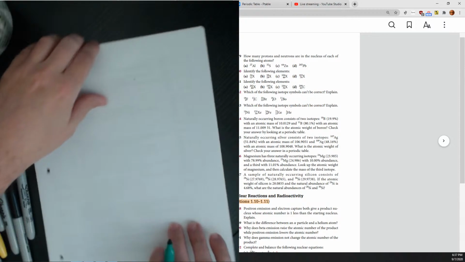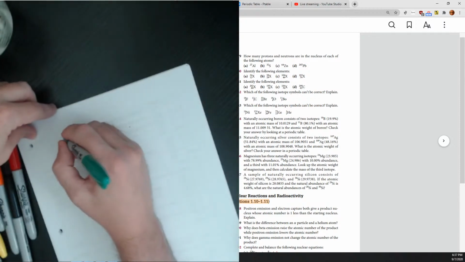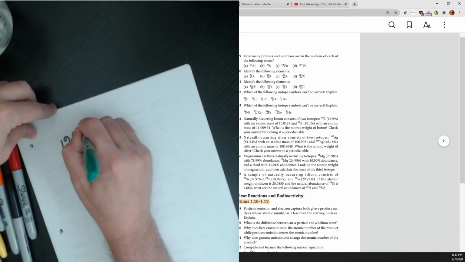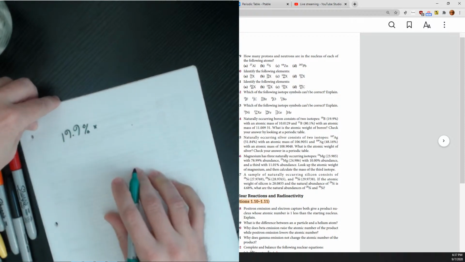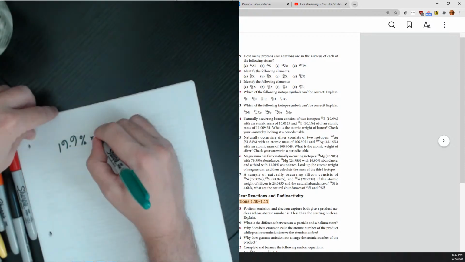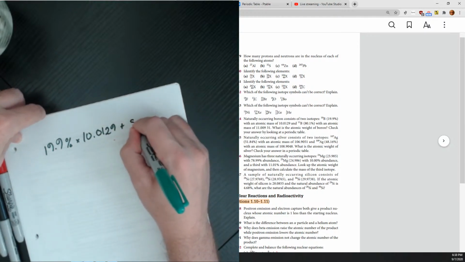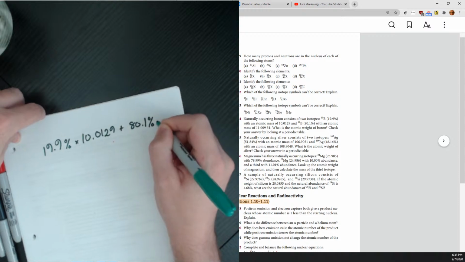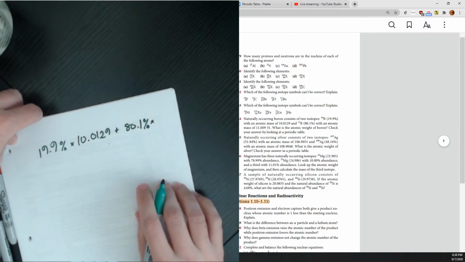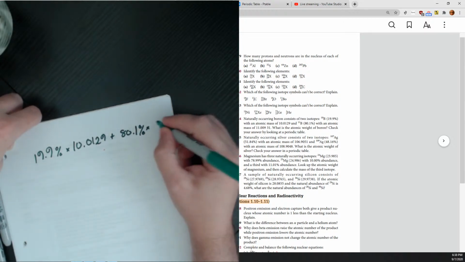Okay, so it is 19.9% is 10.0129, and then 80.1% at, where am I looking? 11.00931.